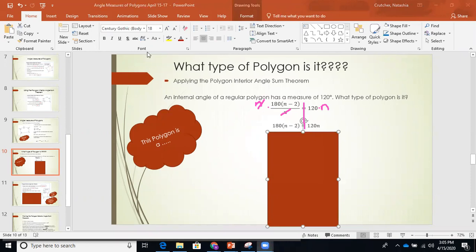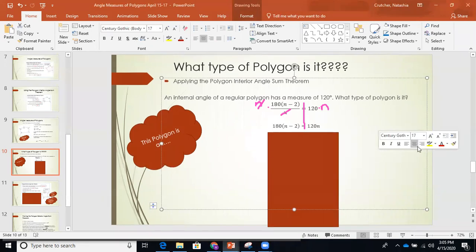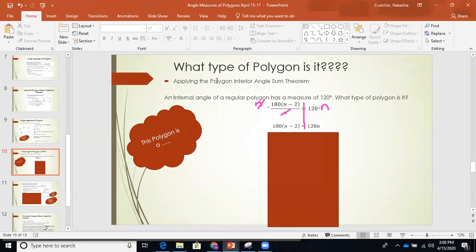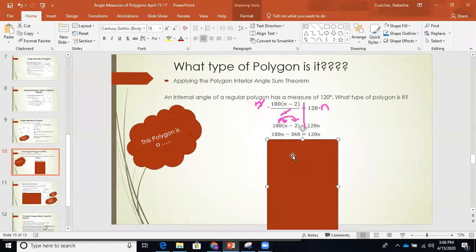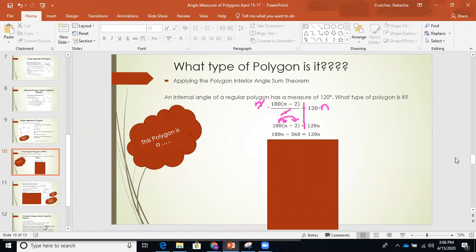Next, we need to distribute the 180 inside the parentheses, right? So distribute our 180 inside, so 180 times n, and then 180 times negative 2. And that's going to give us 180n minus 360 equals 120n. And again, we're trying to solve for n.